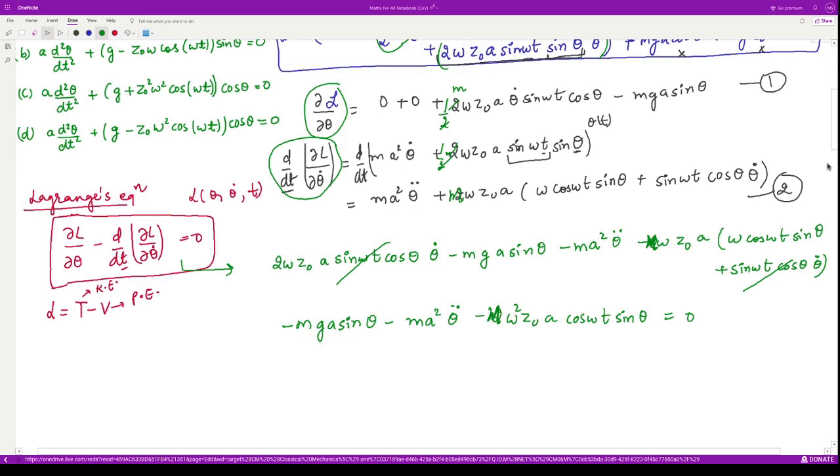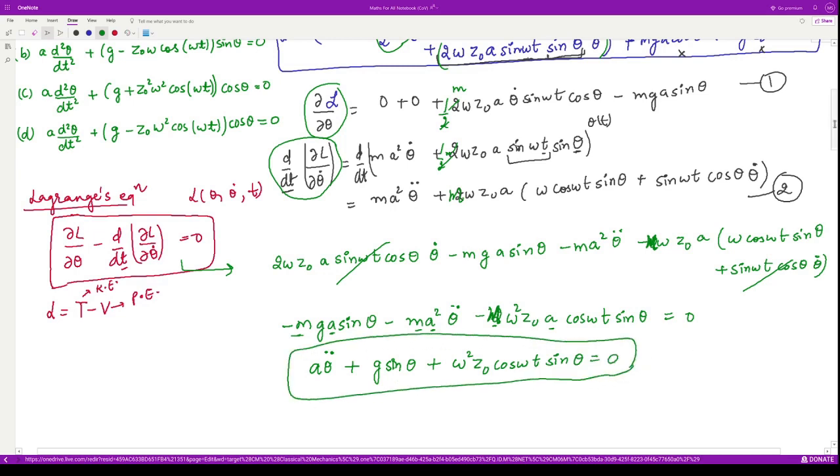So now just simplify the equation. We can take the negative common, m common from both the sides, and then a common. So we are left with a theta double dot, and then we have g sine of theta plus over here we have omega square z naught cos omega t into sine of theta, that is equal to 0. So this is the equation of motion of the corresponding mass.